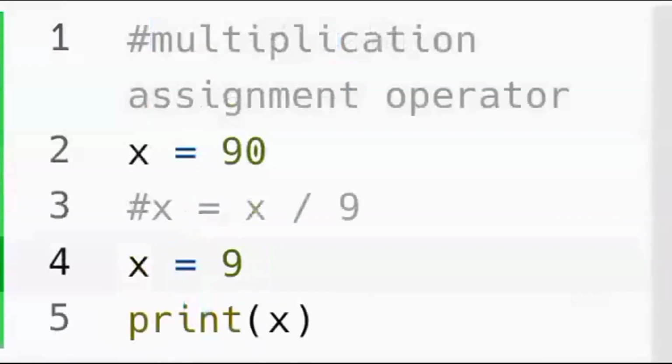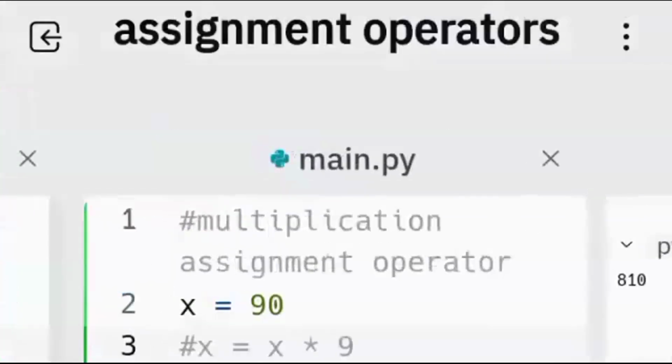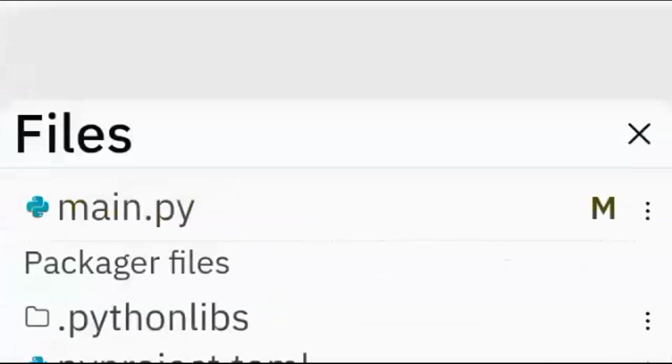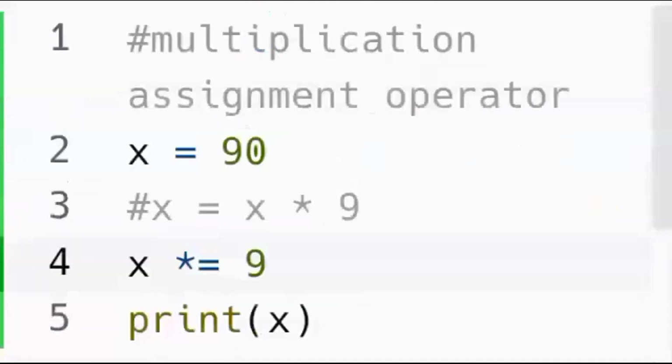Then you have the multiplication assignment operator. It's just the difference of the symbol. Instead of the divide symbol, you'll be using the multiplication sign, which is asterisk. So x equal x multiplied by 9: x multiplied by 9 is evaluated, and then that value is assigned to x on the left hand side. Or shorthand, x multiply equals 9. That means first it is multiplied to x, and then that value will be assigned to x. This is the meaning of that shorthand.